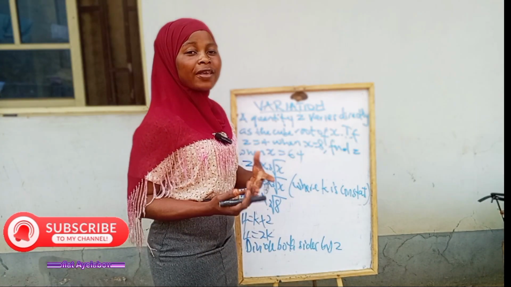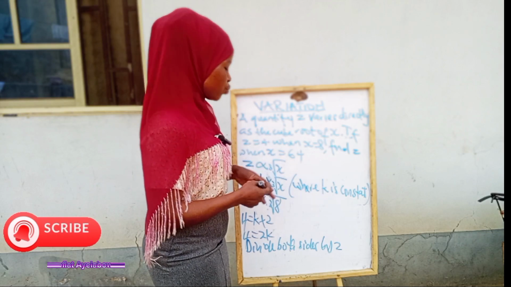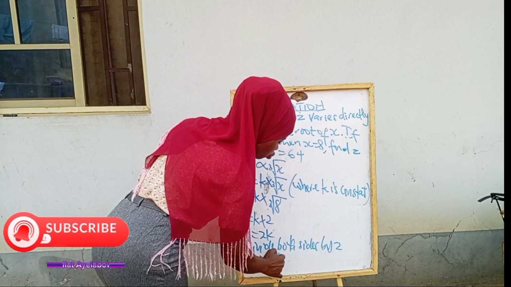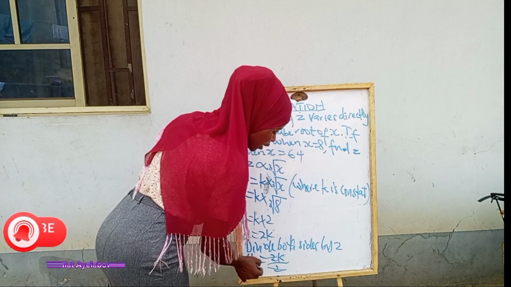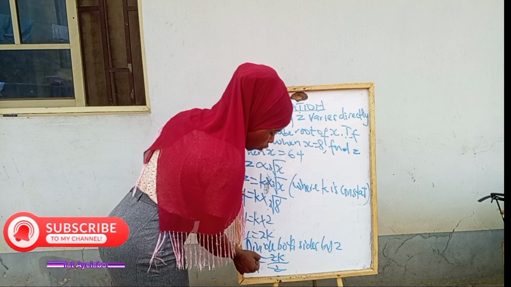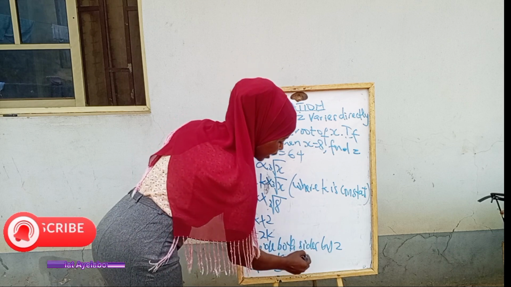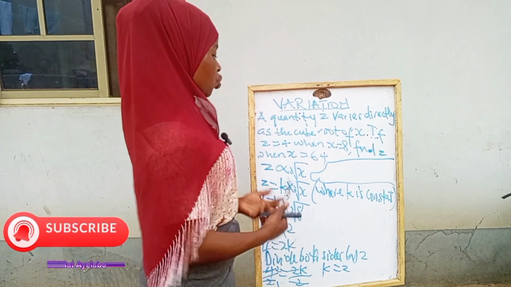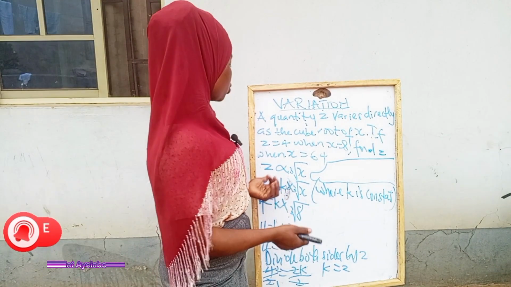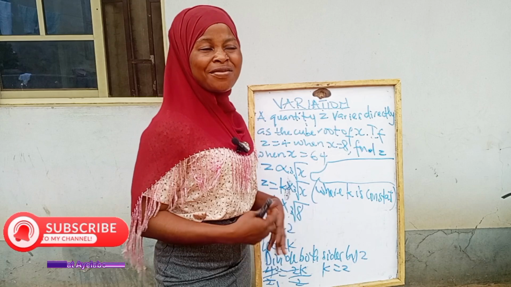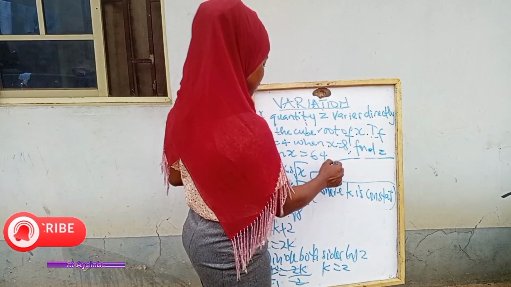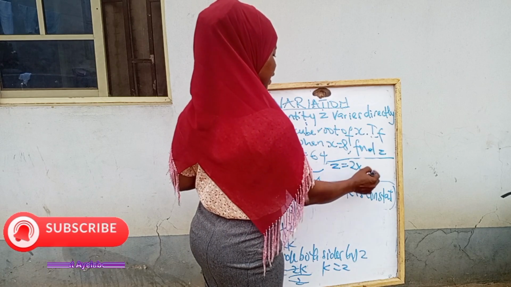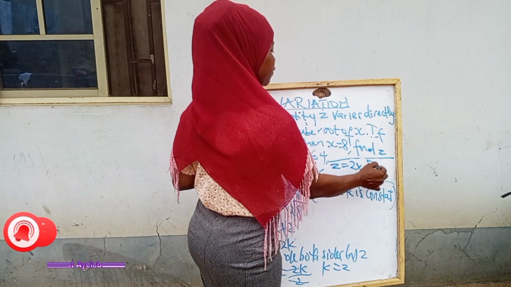Let's find the value of k by dividing both sides by 2. Therefore, you have 4 over 2 is equal to 2k over 2. The 2 here cancels the 2 here, and 4 divided by 2 is 2. k is equal to 2. After getting the value of k, we are going to substitute the value into this equation for us to create a relationship between them. You have z is equal to 2 times cube root of x.